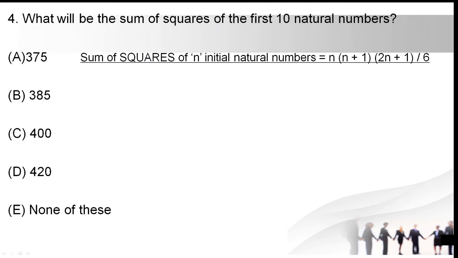Next, the fourth one, another practice question. That is the sum of the squares of the first 10 natural numbers. We have a formula for the first n natural numbers to find the sum of the squares, that is n into n plus 1 into 2n plus 1 by 6. In the place of n, we need to substitute just 10.